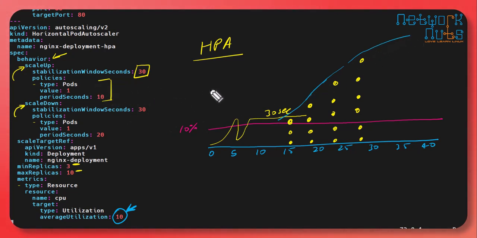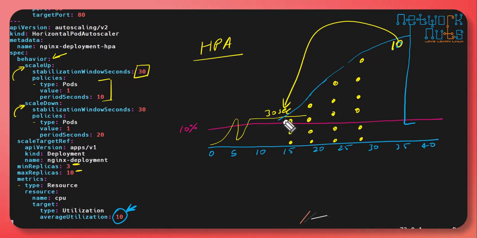Similarly, when the load has reduced, now there is no load. Load has come down here. So what to do? Let's suppose I have added all the 10 pods here. Shall I move from 10 pods instantly to 3 pods? Shall I go from here to here directly? Again, I don't think so.